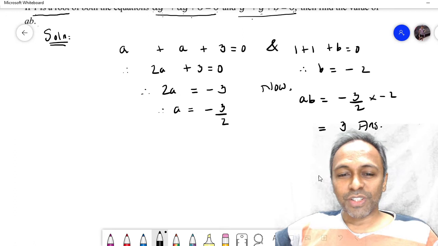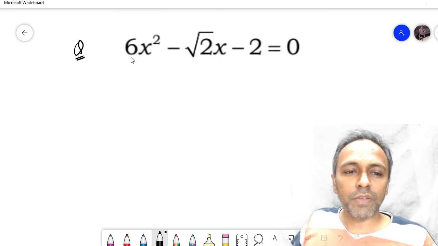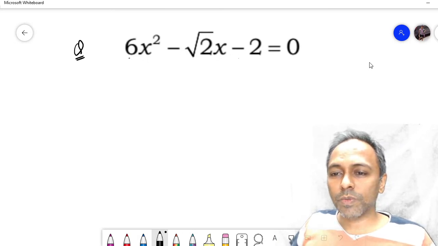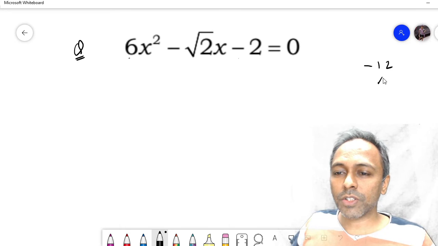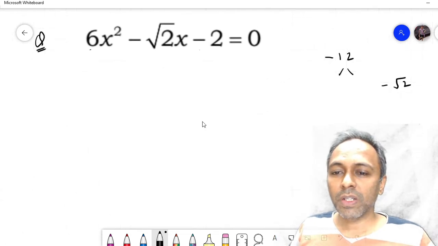I hope you have got this one also. That was easy. Great. Let's continue. Quadratic equation is given. We can multiply 6 with minus 2. So product is minus 12 and the middle term is minus root 2.